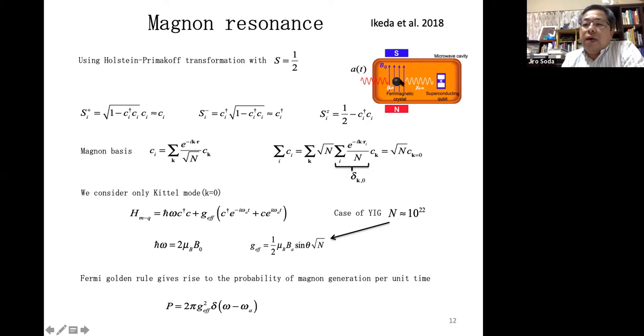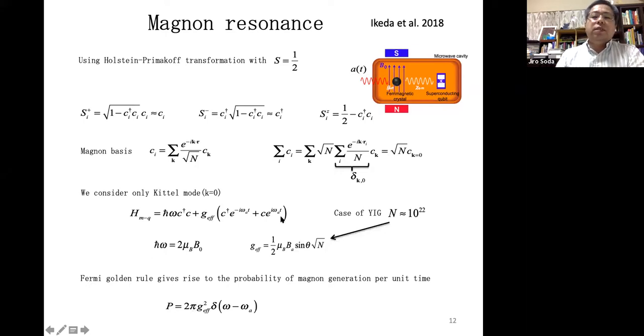This is the ferrimagnetic crystal. Usually we use a YIG, yttrium iron garnet sphere, for the ferrimagnetic crystal. In this case, the number of electrons is about 10 to the 22, so this gives rise to about 10 to the 11 enhancement, which is a very huge number. And the system Hamiltonian becomes this. Here h omega is just the Larmor frequency, and here is the effective coupling constant, which includes the Bohr magneton and effective magnetic field. And here we have the enhancement factor.